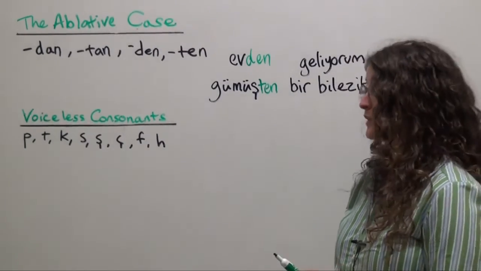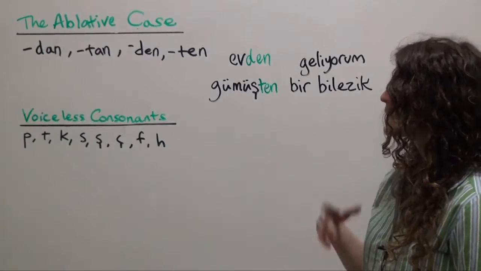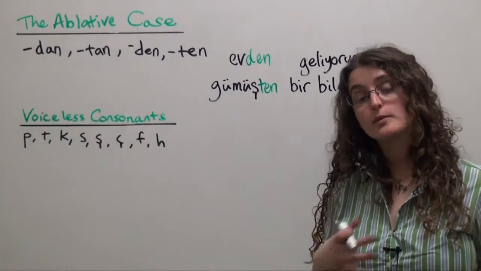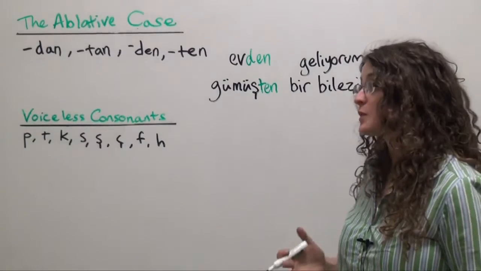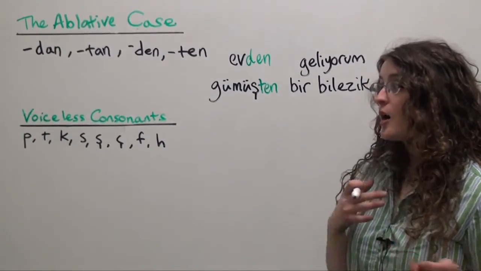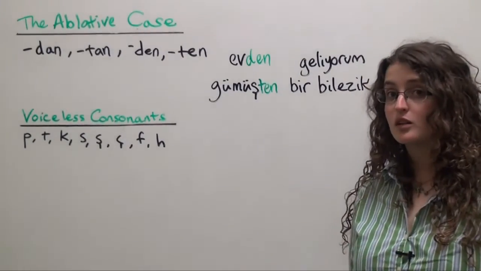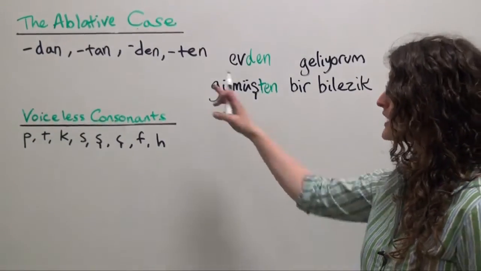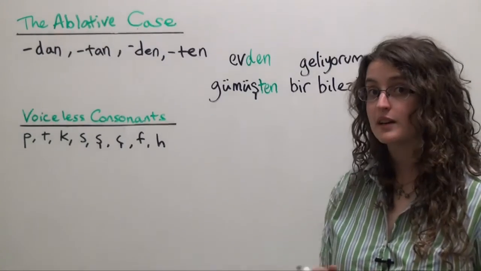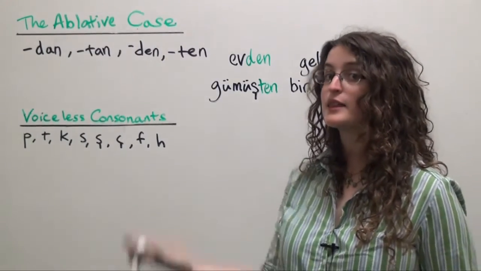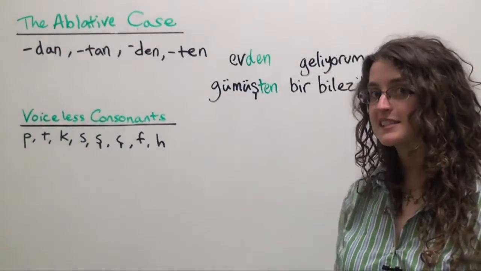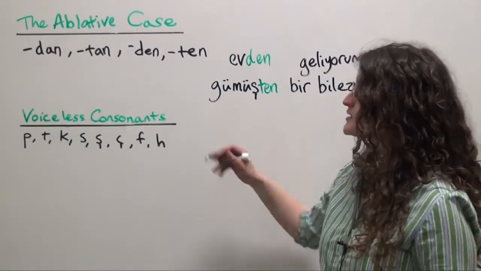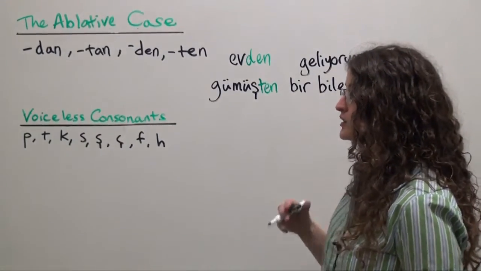Let's look at another example. We can use the ablative case to form comparatives as well. So if we want to make the sentence, Boston is smaller than New York, we will add the ablative case ending to New York to create the meaning than New York. Let's take a look at how we're going to do that. So Boston is smaller than New York.